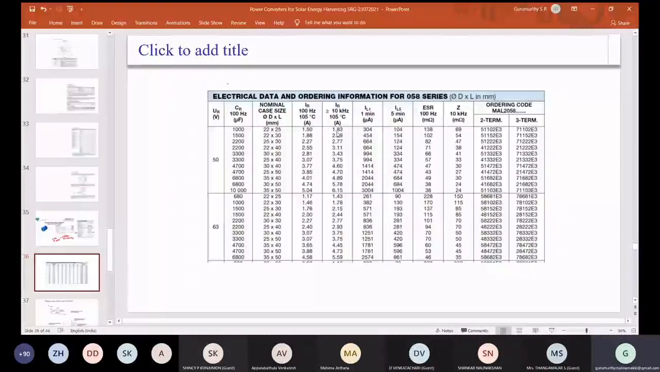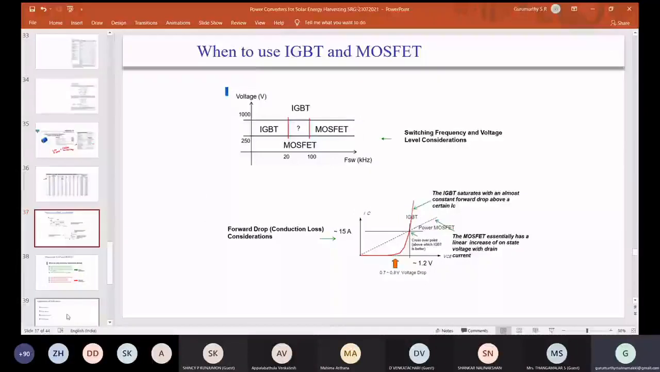Okay, then IGBTs are useful at lower frequency and high power. MOSFETs are useful at high frequency and lower powers. And these are the things. Because of lack of time, I am skipping these slides.